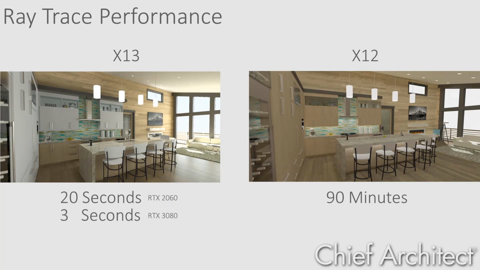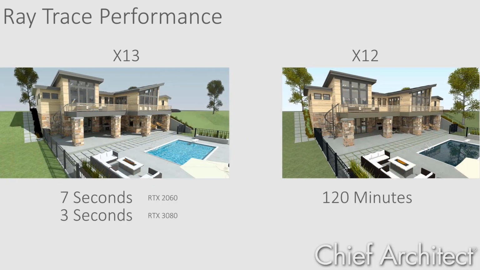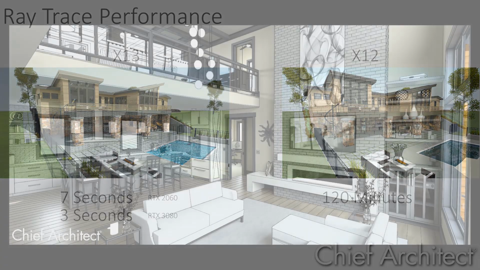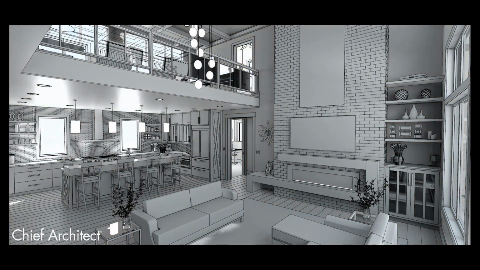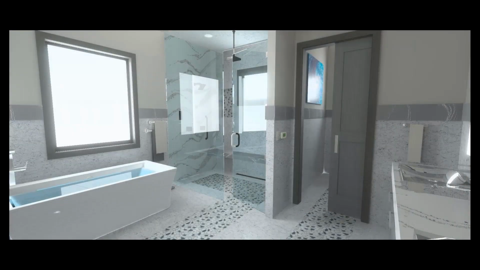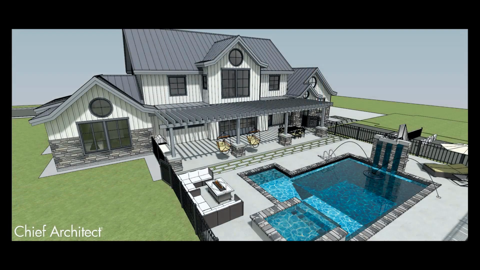With this interior kitchen scene, the X12 ray trace took more than 90 minutes to generate. On X13, on the exact same machine, it took 20 seconds and only 3 seconds using a higher-end video card. For this exterior scene, the X12 ray trace took 2 hours to generate. On X13, again on the exact same machine, it took 7 seconds and only 3 seconds using a higher-end video card. A key contributor to the improved performance is the ray trace rendering can now be performed on the video card GPU versus the computer's CPU. These new video card GPUs are highly optimized for 3D rendering.